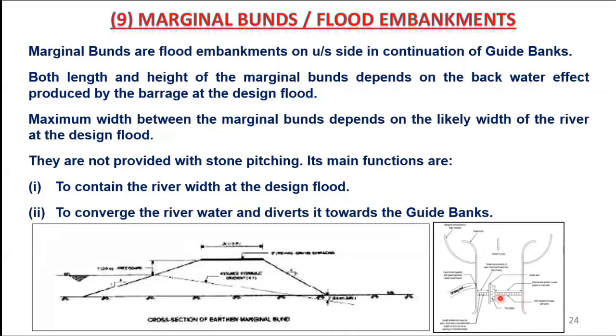So when we provide this weir or a barrage, does it cause what we call damming action on the upstream? Yes, sir. Then which type of surface profile will form on the upstream? The M1 surface profile. So there would be a certain length of the M1 profile. Up to which distance should we provide the length of these guide banks and marginal bunds? How much distance should it go up to?